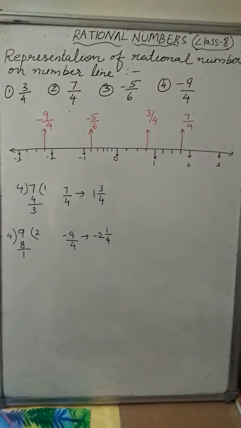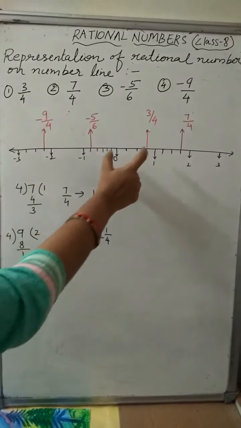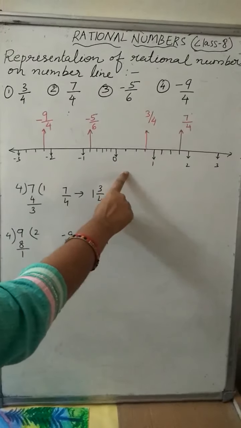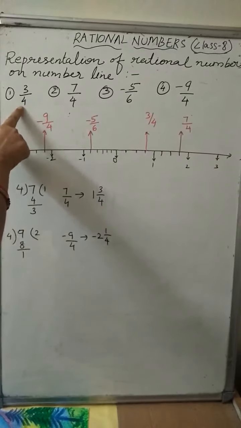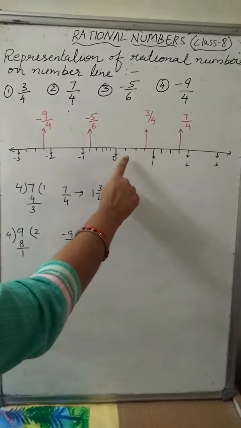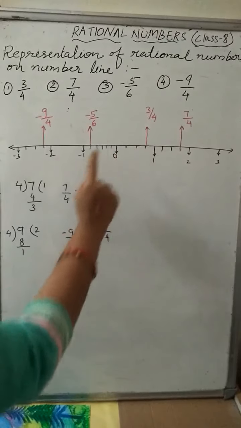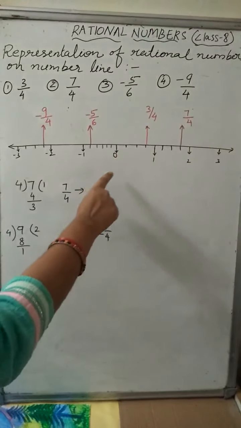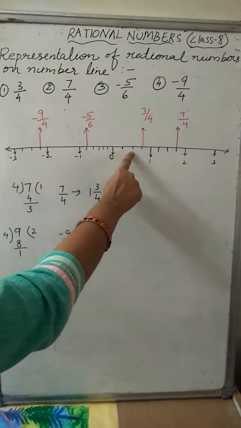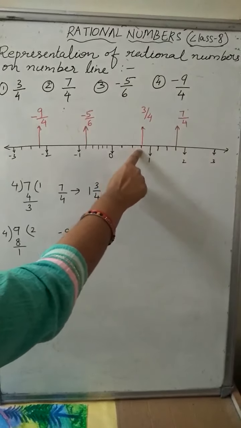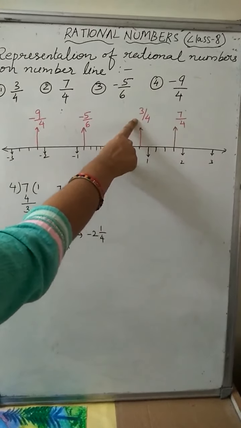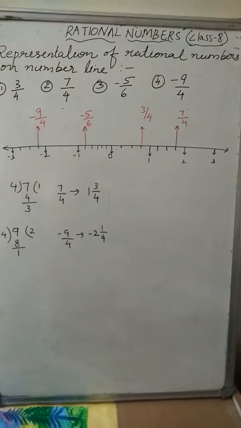So what we will do is that we will divide this part into 4 equal parts because the denominator is 4. So we have to divide this distance into 4 equal parts that you can see here. And this part is 1 by 4, this is 2 by 4, and this part is 3 by 4. So here is how we have denoted 3 by 4 on number line.